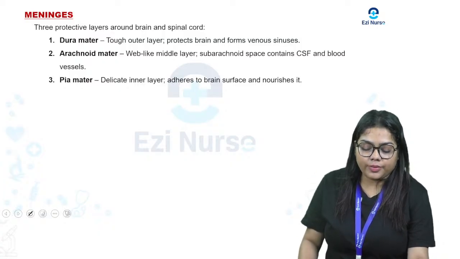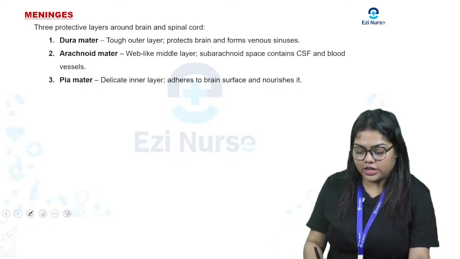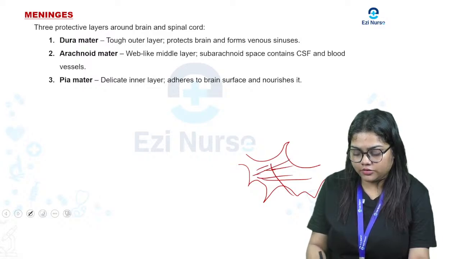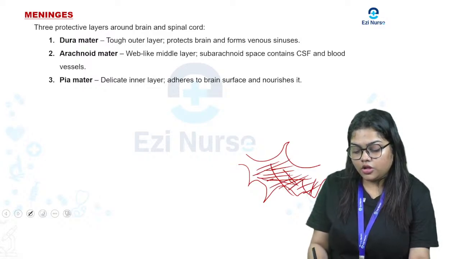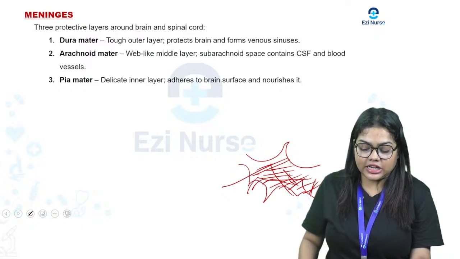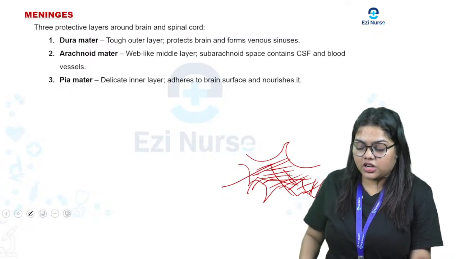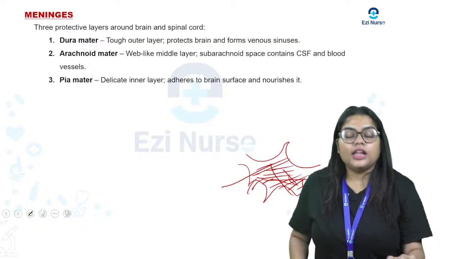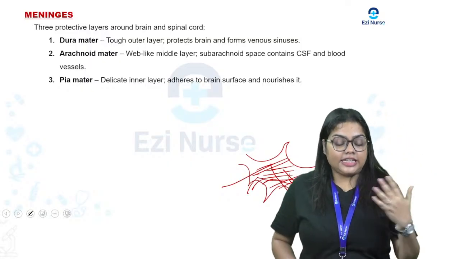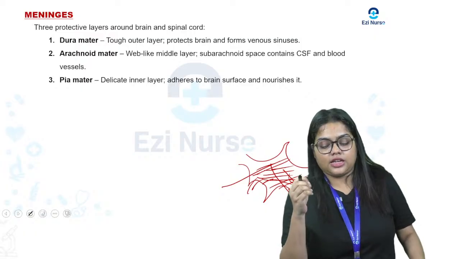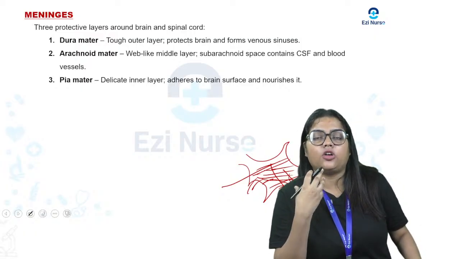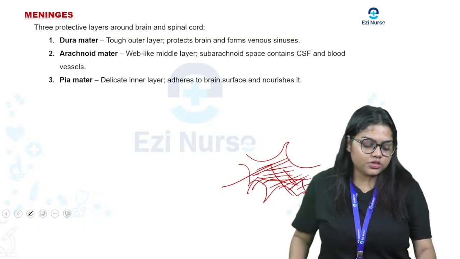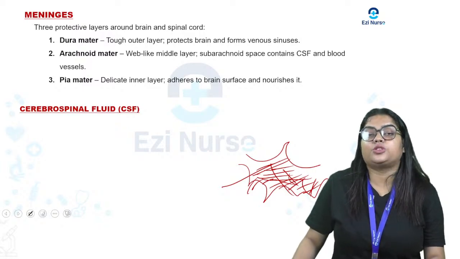Okay, arachnoid mater is a web-like middle layer. It's web-like in the sense like some threads and all. Subarachnoid space contains the CSF or cerebrospinal fluid and blood vessels. Okay, lastly we have pia mater, which is the delicate inner layer which adheres to the brain surface and nourishes it. Okay, it provides all the nutrients to the brain. Okay, so this is about the meninges. Next comes cerebrospinal fluid.